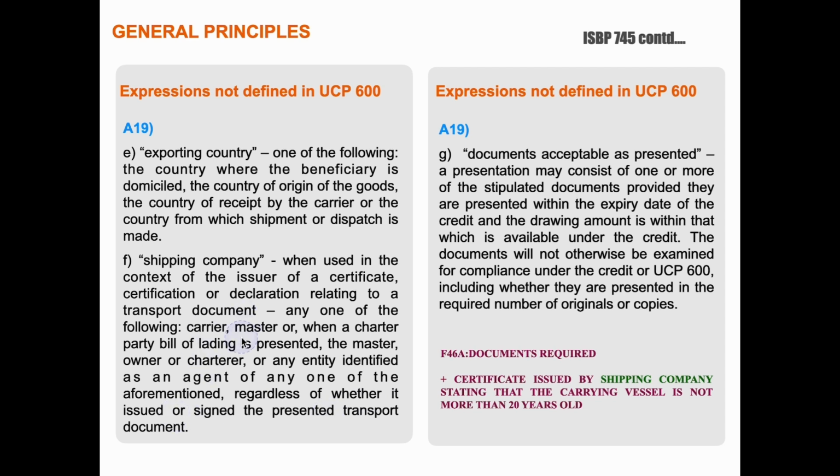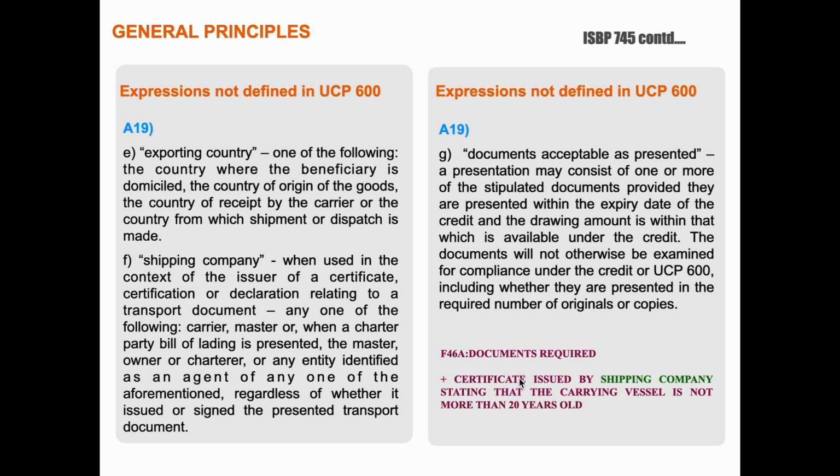Listen carefully. Shipping company certificate is a commonly used term in a LC. For example, in documents field, certificate issued by shipping company stating that the carrying vessel is not more than 20 years old. Now, who can issue this certificate? That is the discussion here. Such certificate can be issued by the carrier or master or their agents in case of a bill of lading. When it comes to a charter party bill of lading, the owner or charterer or their agents will also come into picture in addition to the master or his agent, right? Because in charter party bill of lading, carrier won't be there.